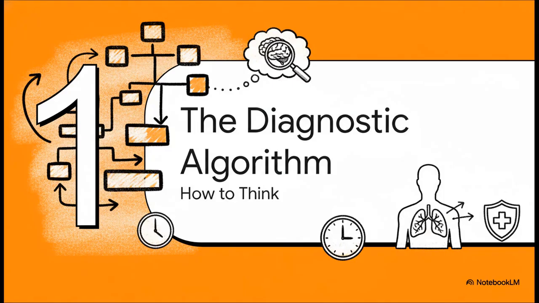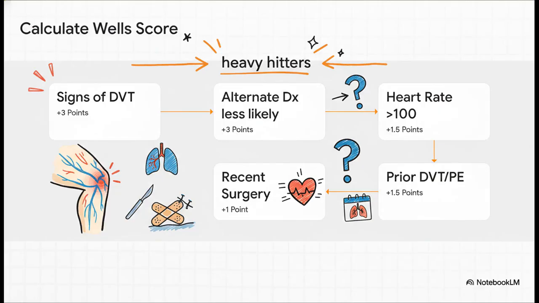Okay, so you're suspicious. Now you need a system. On your boards, you can't just guess or order a bunch of random tests. You need a validated algorithm, a step-by-step process that guides you. This is how you get the points, and more importantly, this is how you get it right in the real world. And your first move, your step one, is to formalize that suspicion with the Wells score.